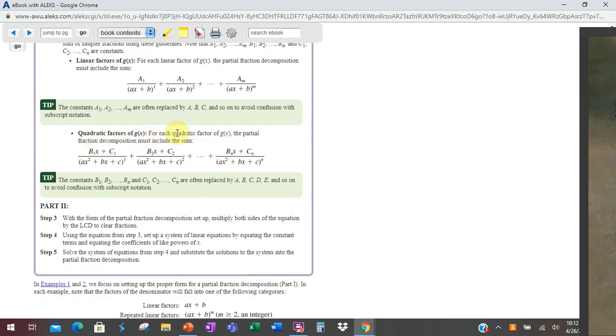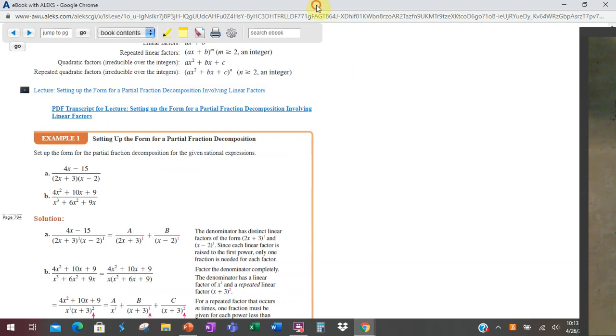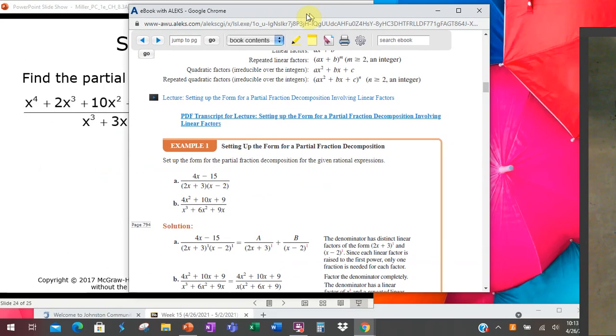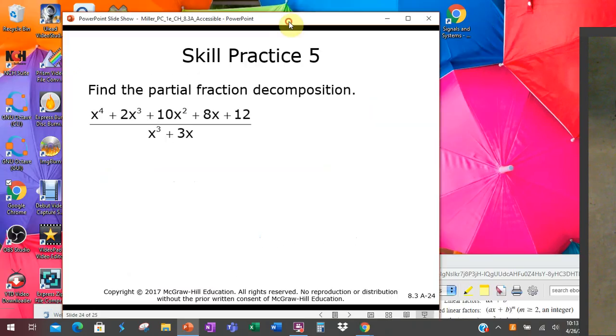If you have quadratic factors, then what we do is a b x plus c1, a2 x plus c2. But we need a combination of these things for these irreducibles. Each one of these would be distinct. All right, we'll stop right there.